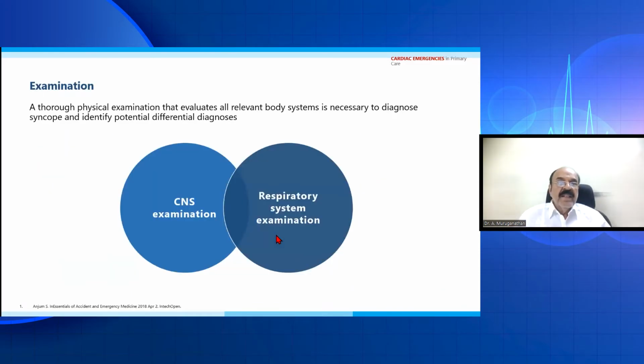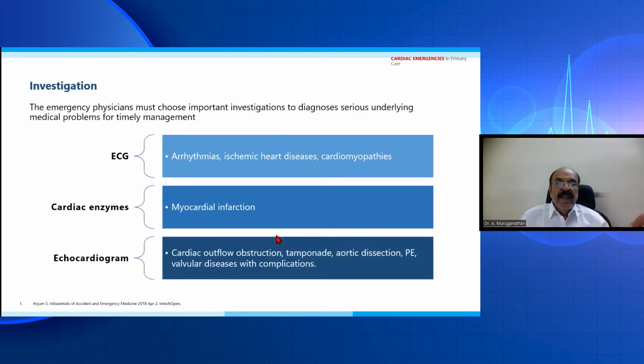Now examination. A thorough physical examination that evaluates all relevant body systems to diagnose syncope and identify potential differential diagnoses. You will have to do a proper CNS examination, respiratory system examination, and cardiovascular system examination. ECG to rule out arrhythmia, ischemic heart disease, cardiomyopathy, MI. Echo to see cardiac outflow obstruction, tamponade, aortic dissection, pulmonary embolism, valvular disease with complication.